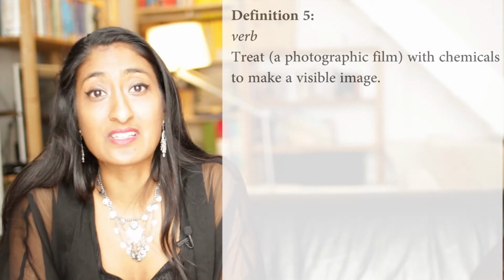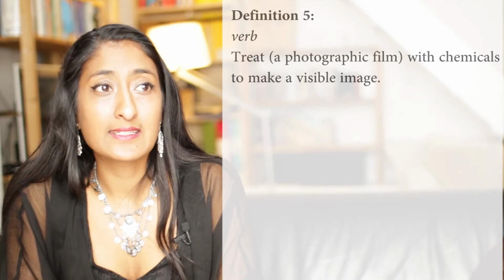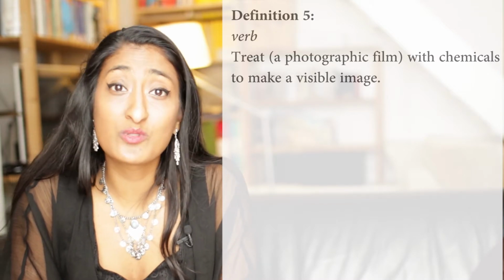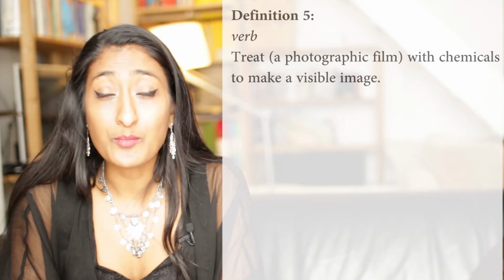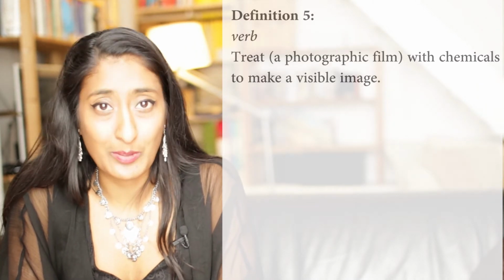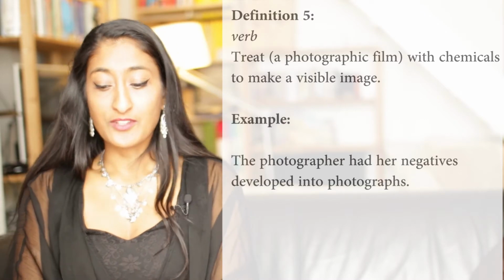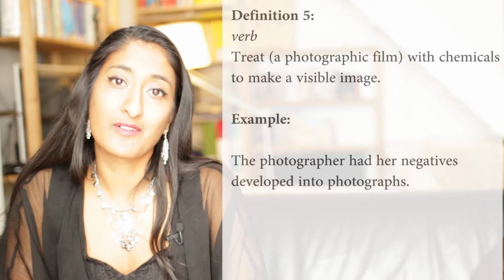You had to take those negatives to a photography shop, and the person there, the technician, would have certain chemicals to use that negative to then print the film. And that process is called developing. Here's an example sentence. The photographer had her negatives developed into photographs.